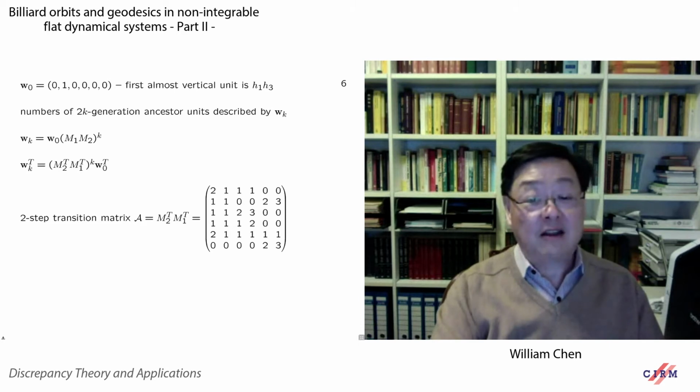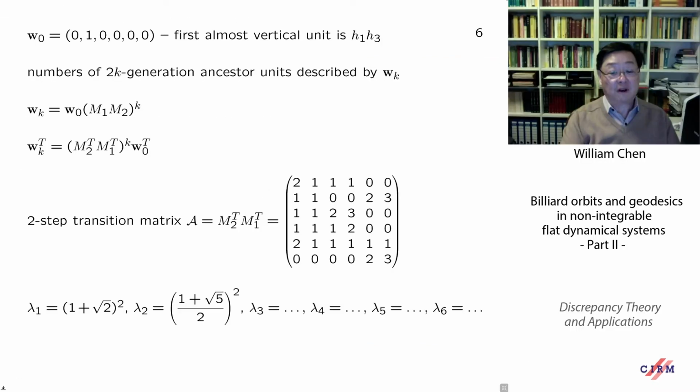Let's now calculate its eigenvalues. This has 6 eigenvalues. The largest one is λ1 given here. The second largest one is λ2, and there are 4 more. But notice that λ1, particularly if you look at the square root of λ1, the square root of λ1 is 1 plus root 2, and the continued fraction is 2, 2, 2, 2, 2, and so on.